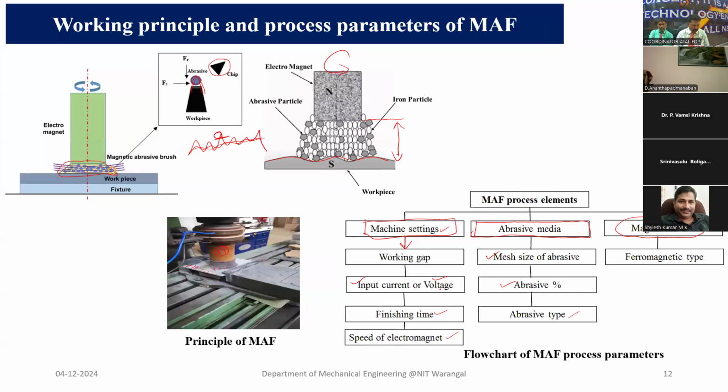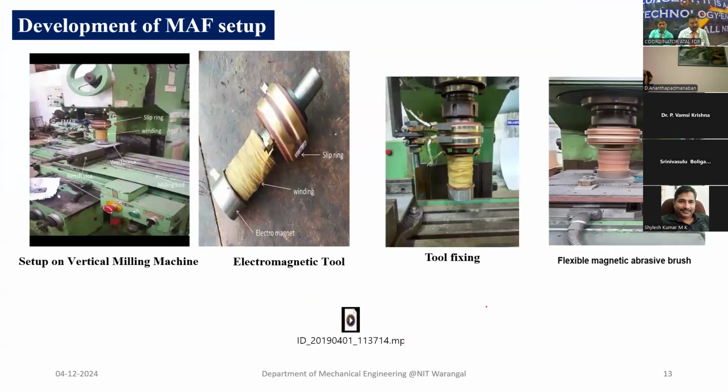So by changing these parameters, maybe we are able to change the output parameters, or we can get different output performances like material removal rate or surface finish or residual stresses, etc. So this is again a detailed photograph showing a slip ring, and this is the winding, and this is the electromagnet. So this part is inside the machine.